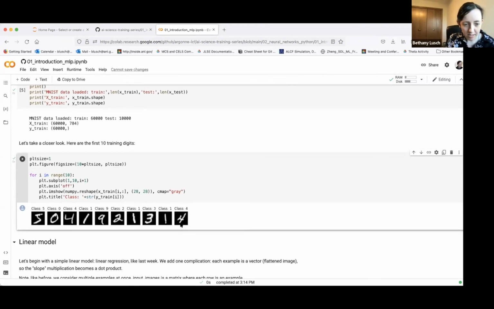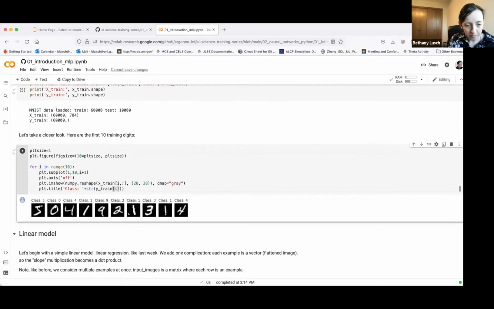So you get some idea that there's some variation in how people write the same number, and you can check this vector Y-train to see what the class label is.